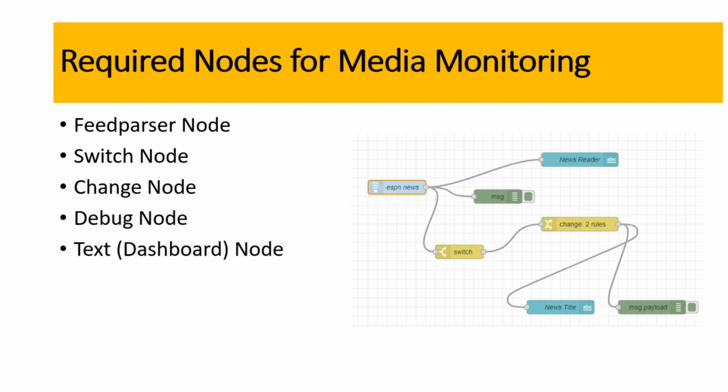For that we recreate the following nodes. So we are going to do media monitoring through Node-RED nodes. For this we need the nodes such as feed parser node, switch node, change node, debug node and a text dashboard node. So this is a sample flow. This ESPN news is your feed parser node and this is your text dashboard node. This is the debug node, switch node, change node. Again I'm using the same text dashboard node and a debug node.